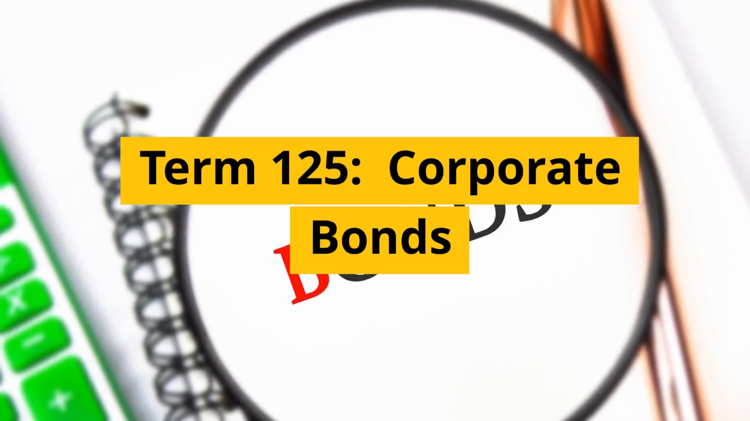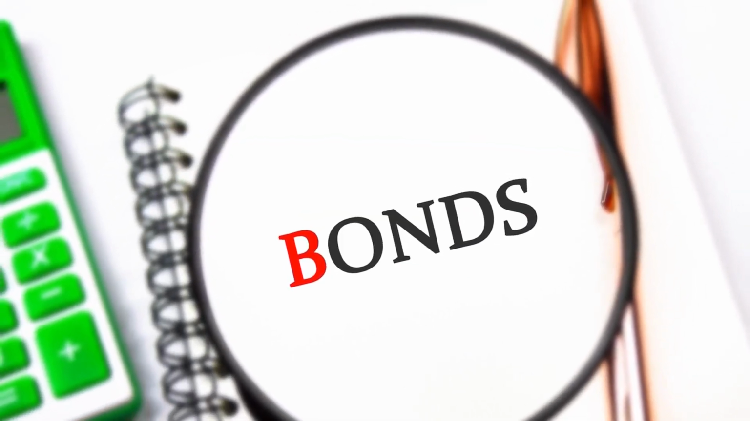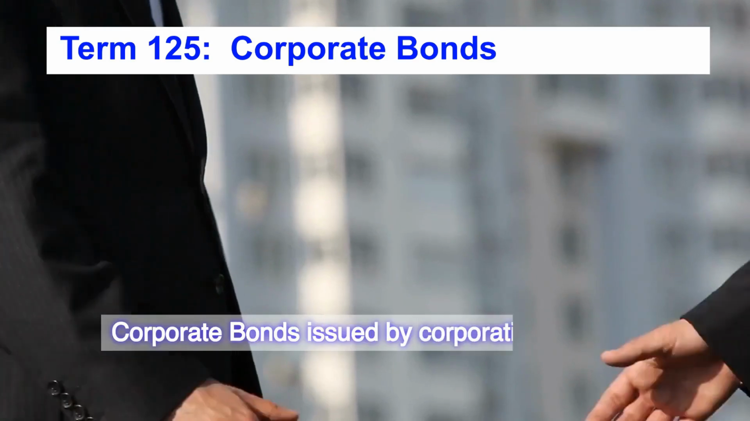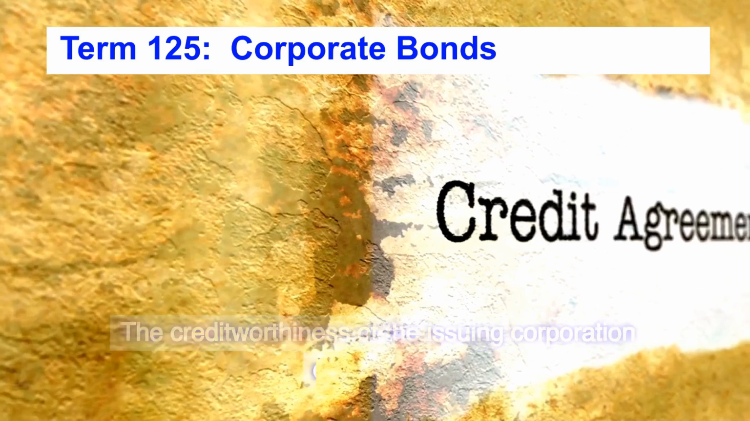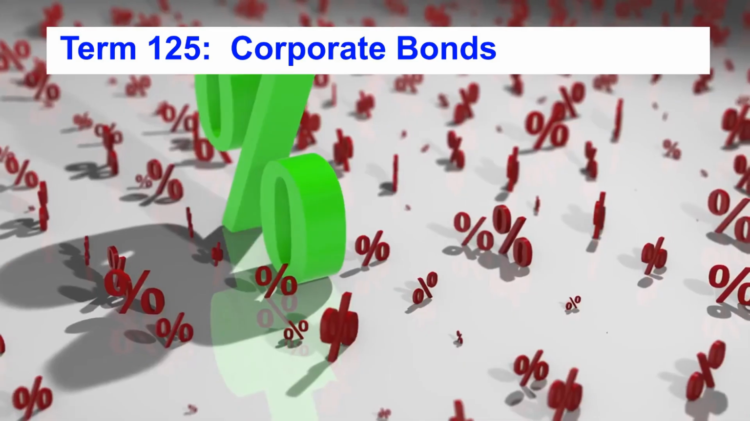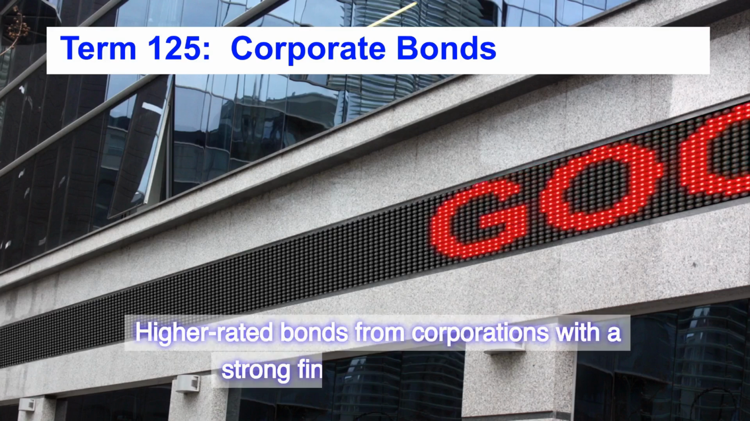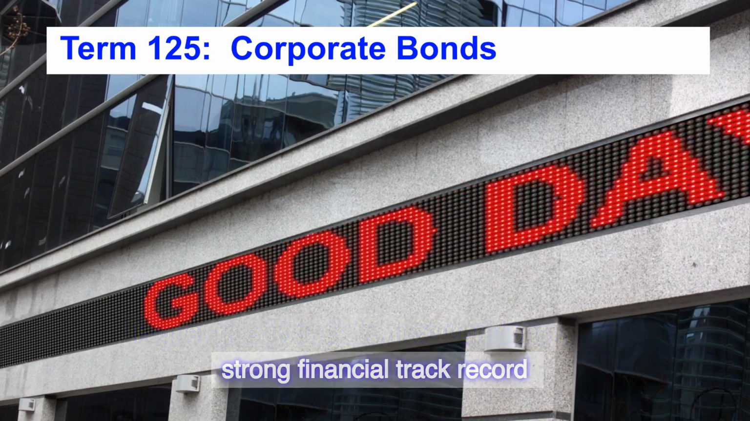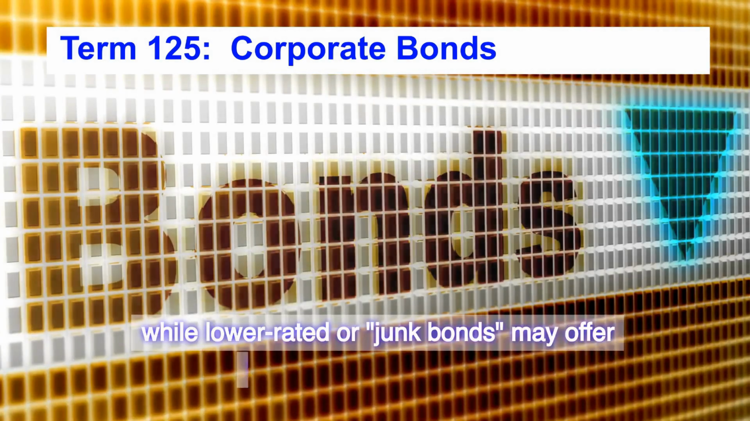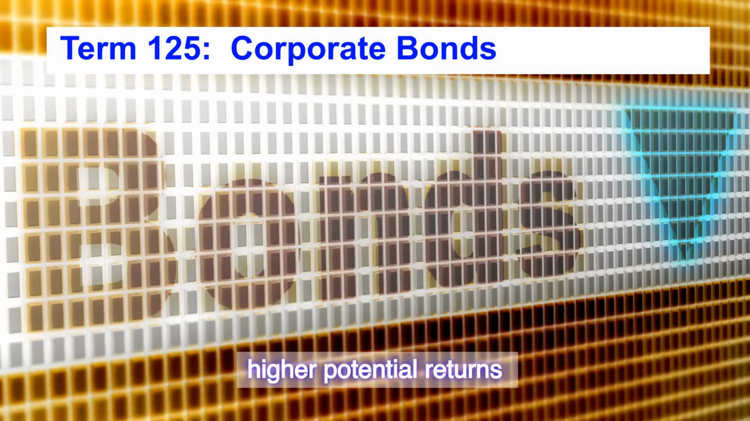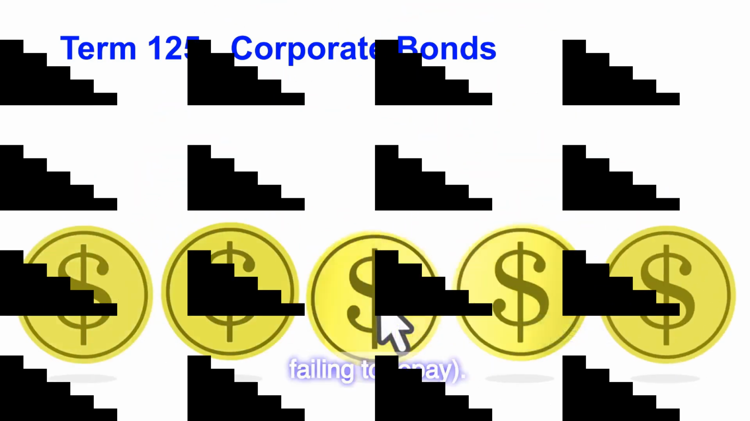Term 125, corporate bonds. Corporate bonds are issued by corporations to raise capital. The creditworthiness of the issuing corporation determines the risk and interest rate associated with the bond. Higher-rated bonds from corporations with a strong financial track record typically offer lower interest rates, while lower-rated or junk bonds may offer higher potential returns but come with greater risk of default, the issuer failing to repay.